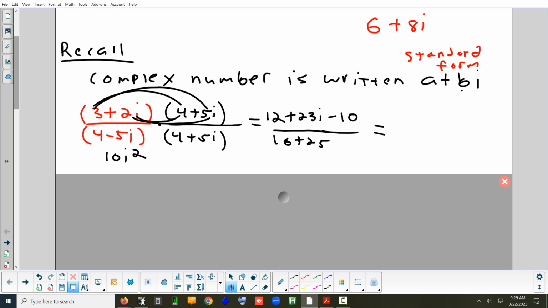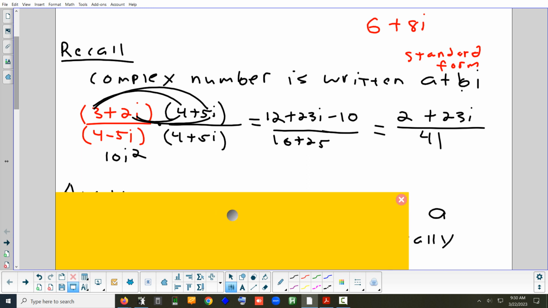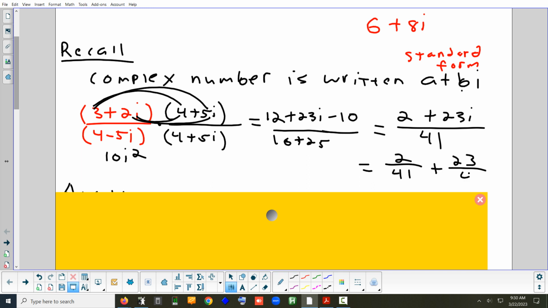So even doing some of the steps as we go, we still have more to write. We've got to combine these like terms now. So 12 minus 10 is 2, plus 23i. And 16 plus 25 is 41. Now we still haven't written the answer in what's called standard form. We're basically there. But to write it in standard form, you still have to do this. And that's the answer you get when you divide this by this. A lot of steps there.